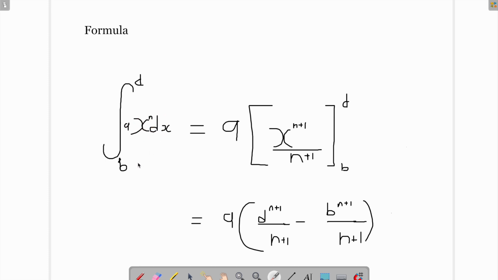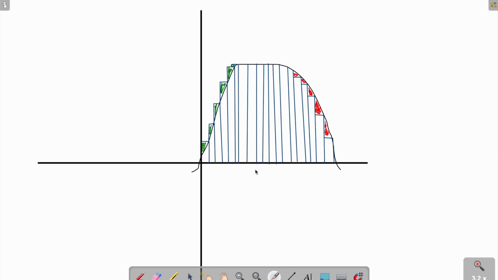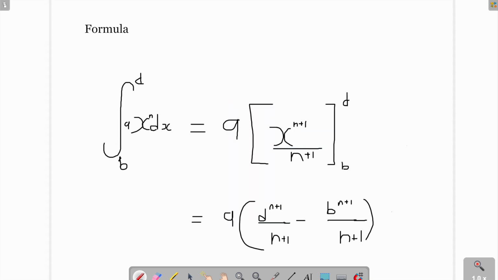So let's break this down. x^n is our function, a is a constant times our function, and dx means we're integrating with respect to the parameter x. Awesome. So what are this b and this d doing here? This b and this d are setting a range of integration. So going back, we could say that this is b here and this is d here. So we're integrating along this range. We're finding the area from b to d here. That's what b to d represents.